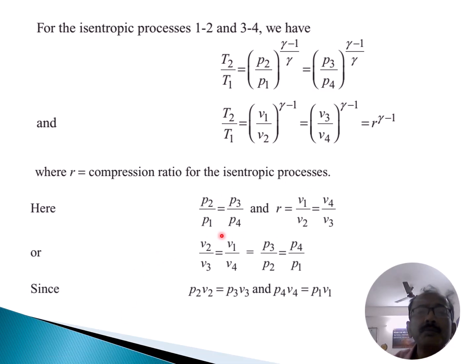I have already explained that P2 by P1 equals P3 by P4, that is the compression ratio. Similarly V1 by V2 equals P4 by P3 here. So we can equate this: P2 V2 equals P3 V3 and P4 V4 equals P1 V1.